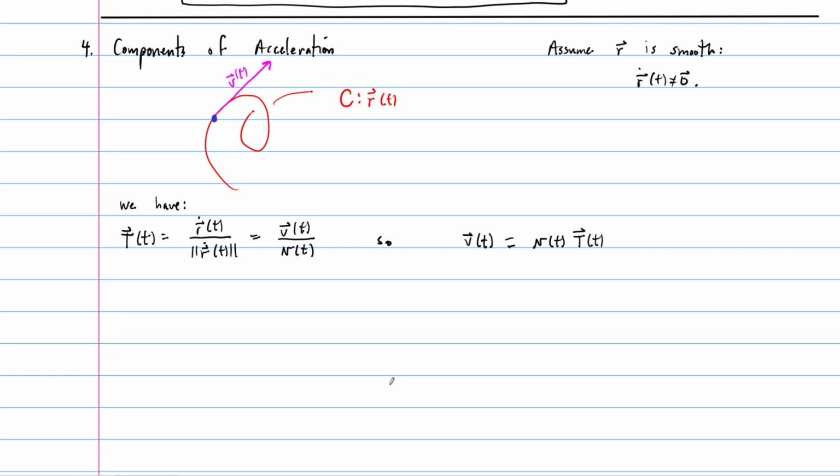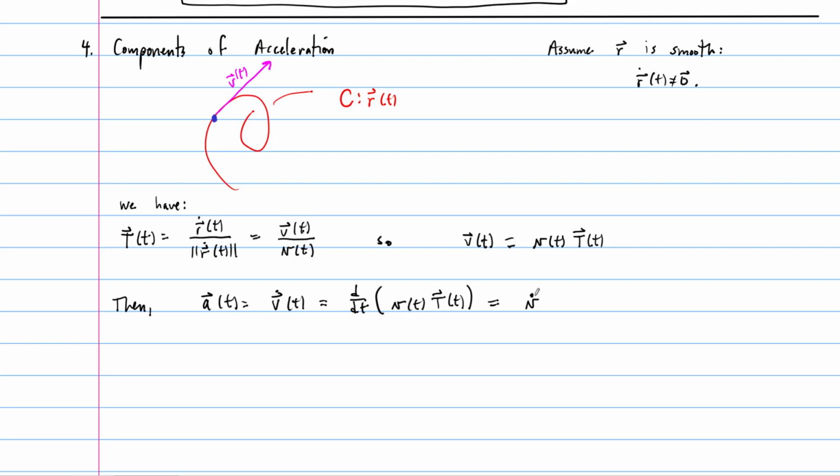Well, we have defined our acceleration, right? We've defined our acceleration to be the derivative of velocity. And so, therefore, it's going to be the derivative of this product function, v of t times T of t. And remember, the product rule applies here. We've got a scalar function times a vector function, but we have to apply the product rule.